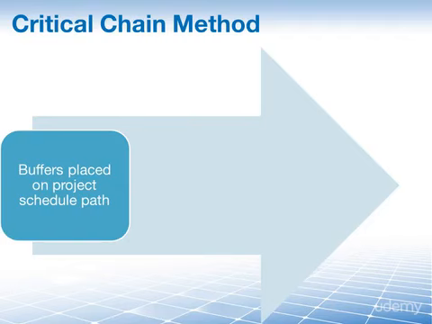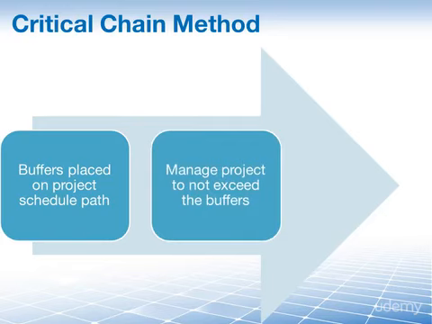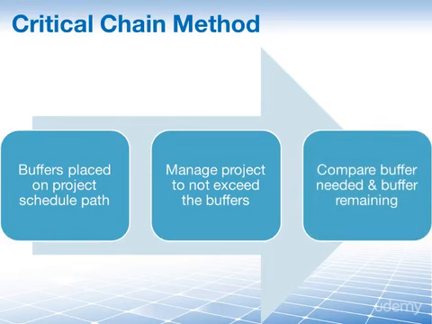The goal of the critical chain method is to manage the project so that no matter what problems occur, you do not exceed your buffers. If you are successful, then the project will finish on time or even early. In the control schedule process, a comparison is made between the amount of buffer that is remaining to the amount of buffer that is needed to protect the delivery or the finish date.